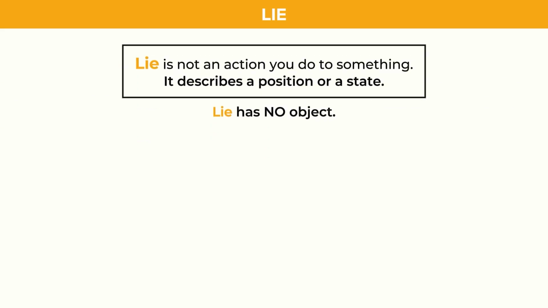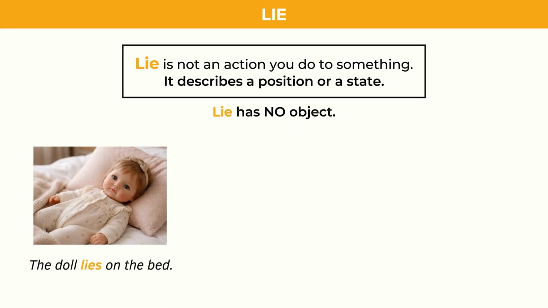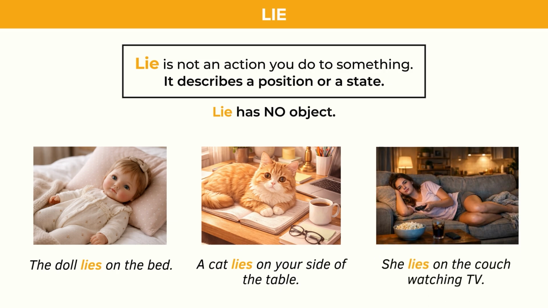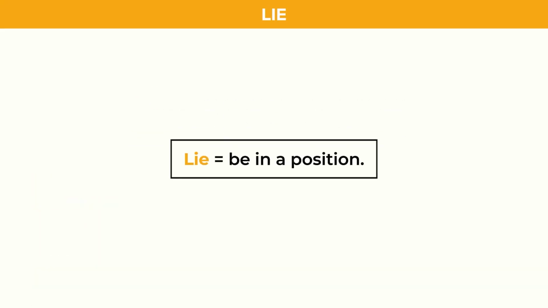Look at these examples. The doll lies on the bed. It describes the doll's position, not an action. A cat lies on your side of the table. This describes the cat's position. She lies on the couch watching TV. This describes her position, not an action. So remember, lie equals be in a position.